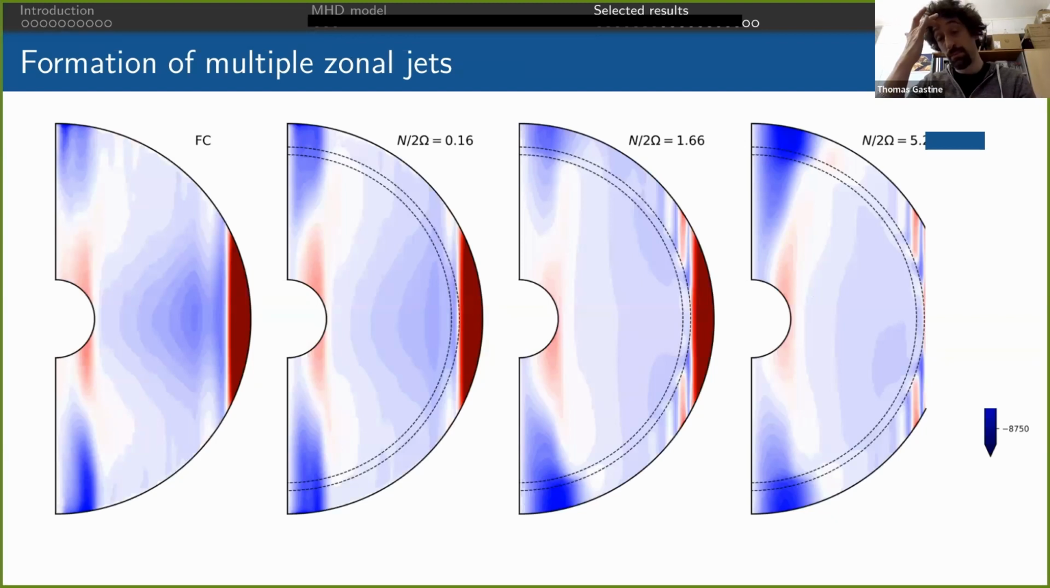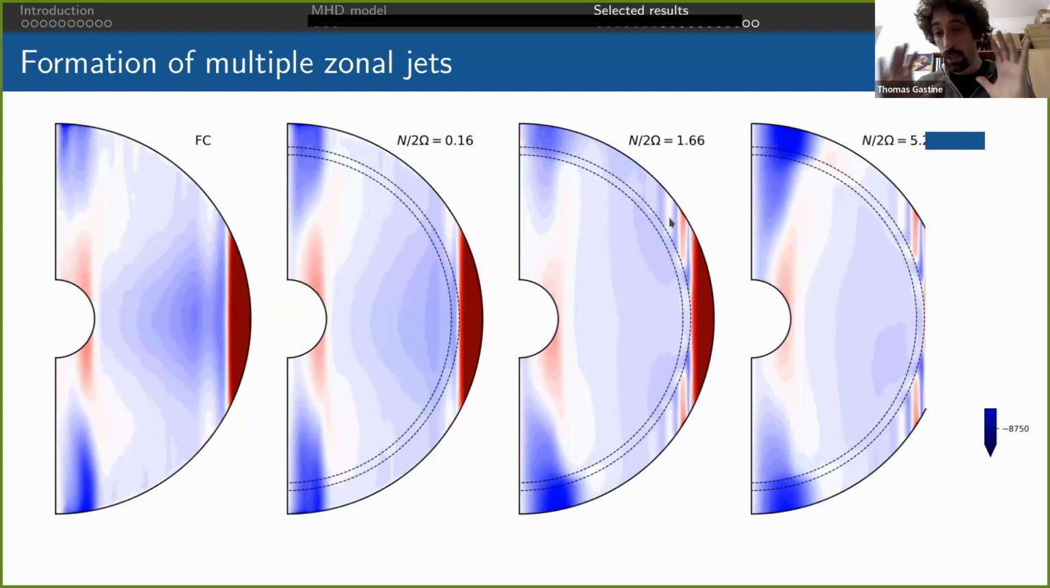Okay, but there are also some positive aspects of this model, especially regarding the formation of jets. What we see here are four simulations, the left one being entirely convecting, and then we incorporate a stably stratified layer, which is marked by those two dashed lines. The degree of stratification increases, and we see that on the two rightmost cases, where the level of stratification is larger than 1, we start to form weak jets at mid-latitude, where we observe retrograde, prograde and retrograde jets.